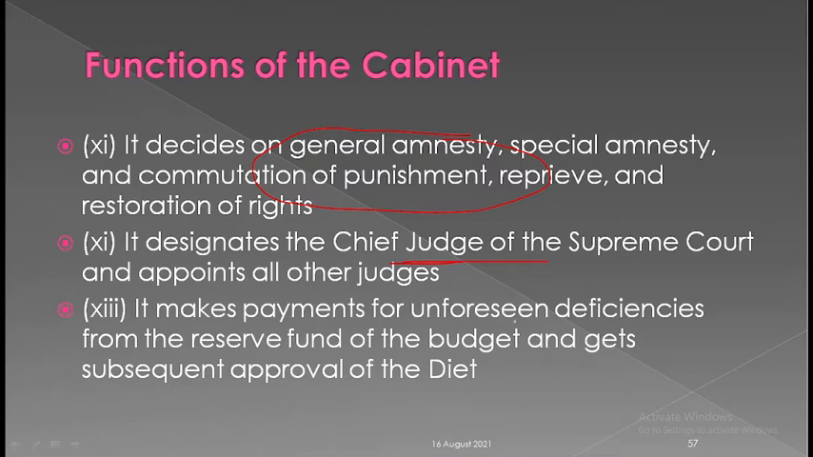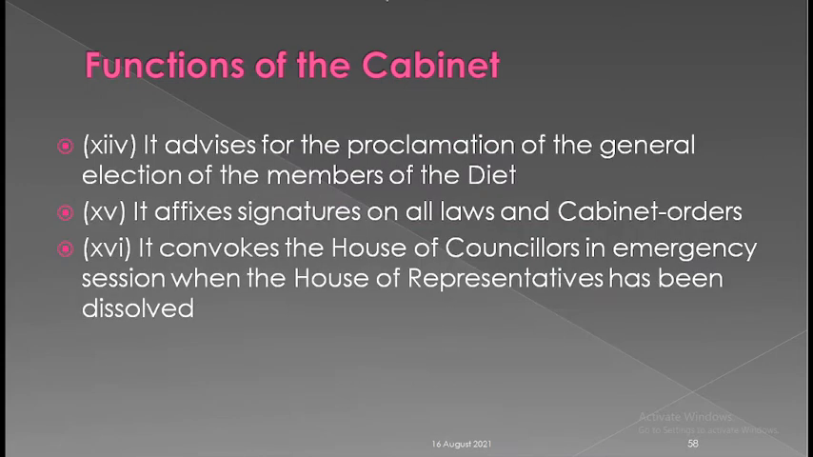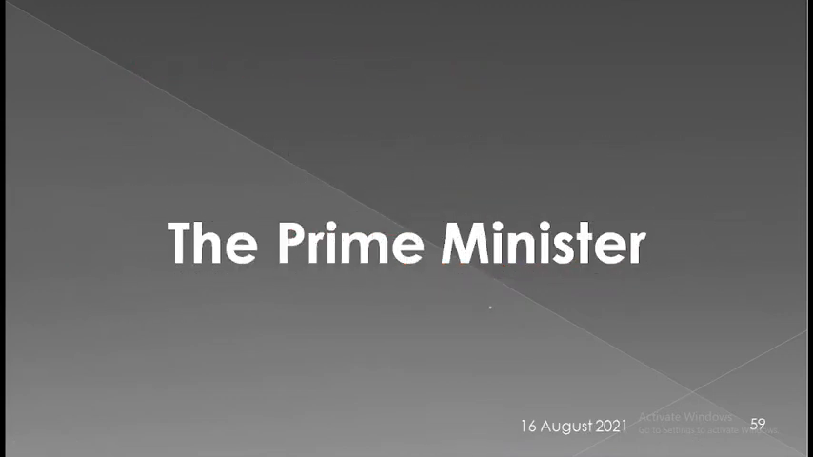It makes payments to cover deficiencies from the reserve fund of the budget and gets subsequent approval of the Diet. It advises on the proclamation of the general election of the members of the Diet. It affixes signatures on all laws and cabinet orders. It convokes the House of Councillors in emergency session when the House of Representatives has been dissolved. Now, these are some of the main functions of the cabinet. I have given around 16 points and I hope you can remember at least some of them. Now let's come to the Prime Minister.